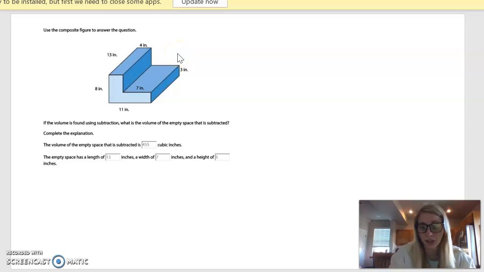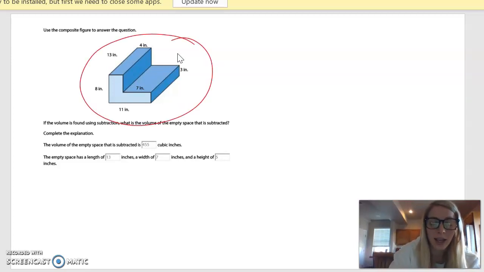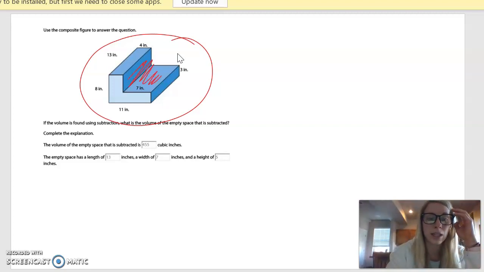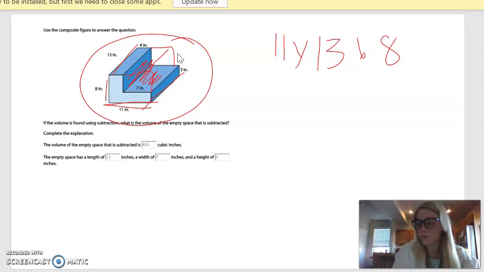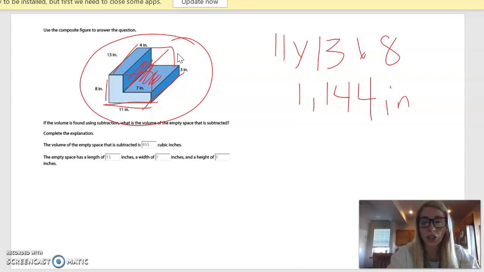Okay, so this one, it asks you to do the subtraction, which we just learned. I just left the answers on here because this one is kind of tricky. What you have to do is find the volume of the entire thing. If I just pretend like this is not an open space and it's just closed, I would do length times width times height, okay? So I know that my length is 11 times 13, so 11 times 13 times a height of 8. When I figure that out, that's 1,144 inches cubed. So that is the total if there was not that pretend gap there.